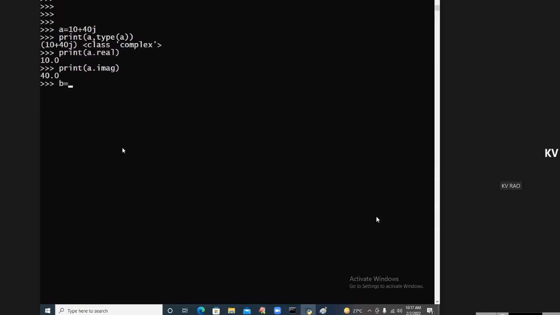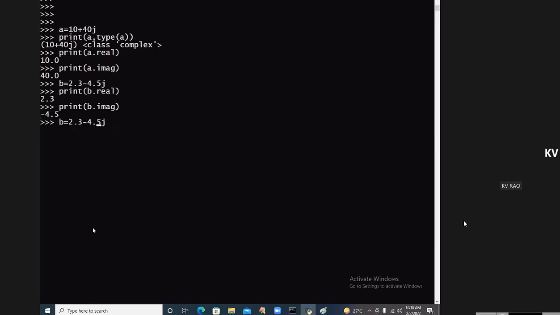One more time, I will write it. b is equal to 2.3 minus 4.5j. Print of b.real. See, 2.3 is 2.3 only. Right? Next, b.imag is going to print minus 4.5.